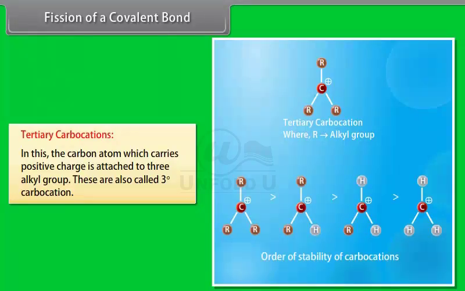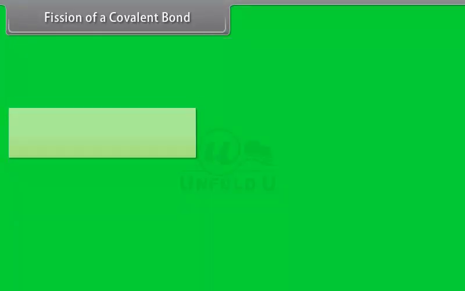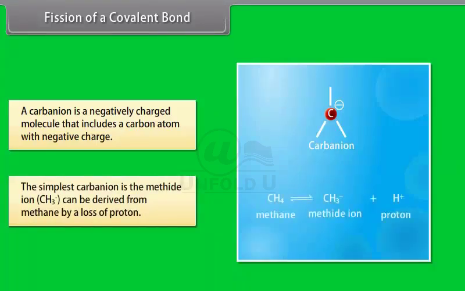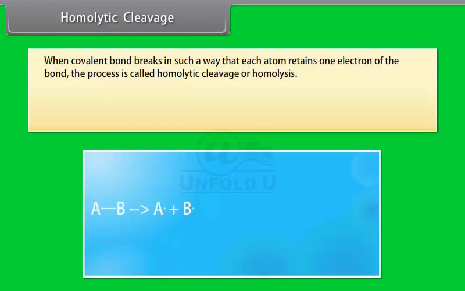Order of stability of carbocations is: a carbanion is negatively charged molecule that includes a carbon atom with negative charge. The simplest carbanion is the methide ion, can be derived from methane by a loss of proton. Homolytic cleavage. When a covalent bond breaks in such a way that each atom retains one electron of the bond, the process is called homolytic cleavage or homolysis. It often produces free radicals.